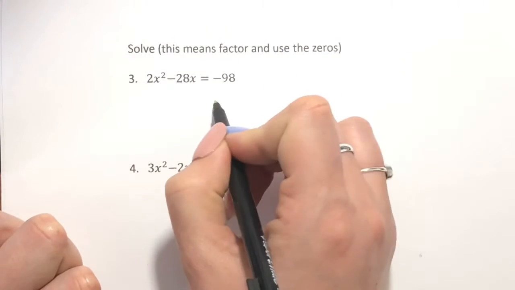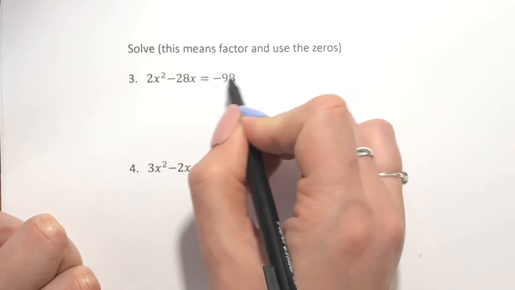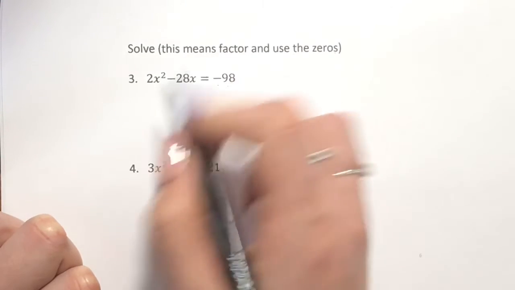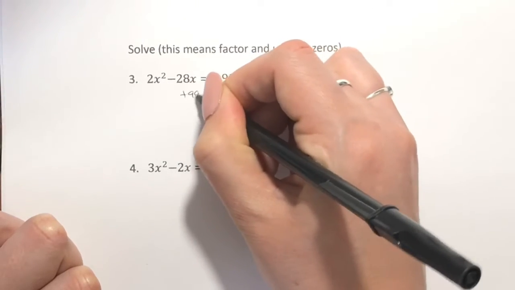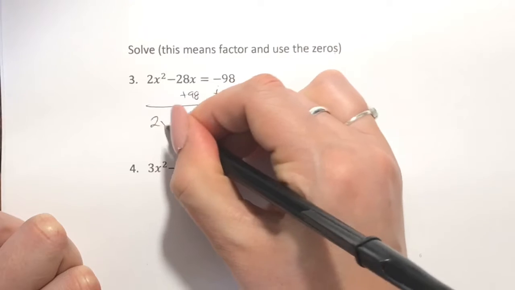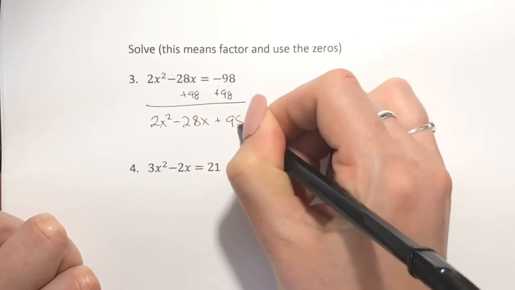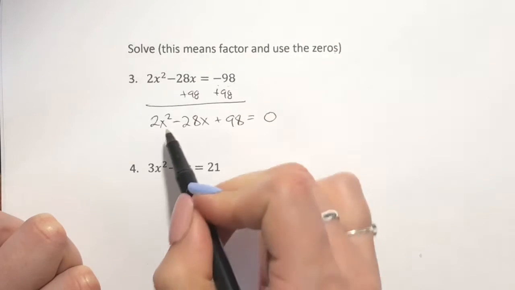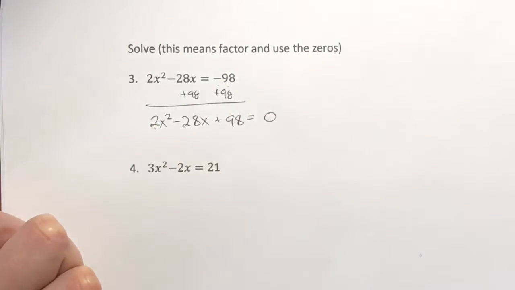Here's a trickier one. Notice that this -98 is on the right side of that equal sign. We want this to be 0. So before I do anything, I need to move that over to the other side, so that I have 2x squared minus 28x plus 98 equals 0. And then also notice we do have that 2x squared, so we can't do the shortcut when there is a 2 in the front.